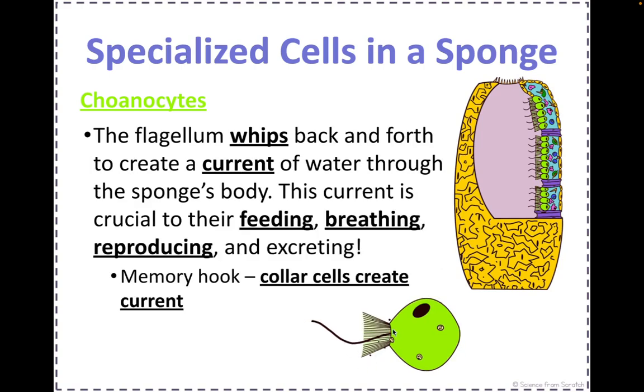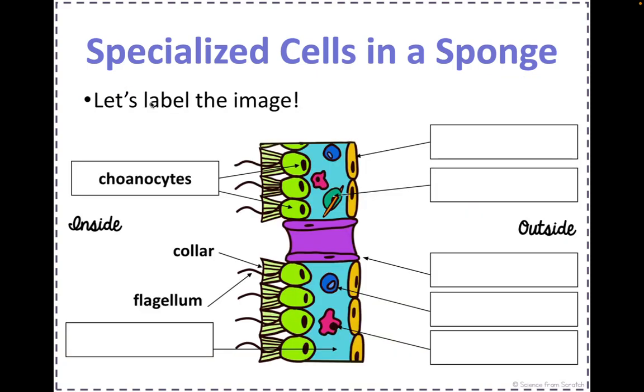The flagellum, this long tail-like structure found in the middle of the microvilli, whips back and forth to create a current of water through the sponge's body. The key thing about this is it's crucial to their feeding, their breathing, their reproducing, and excreting, or getting rid of waste. So memory hook: collar cells create current. They help with the flow of water so that these particles can move both in and out of a sponge.